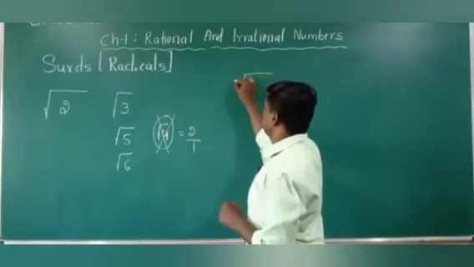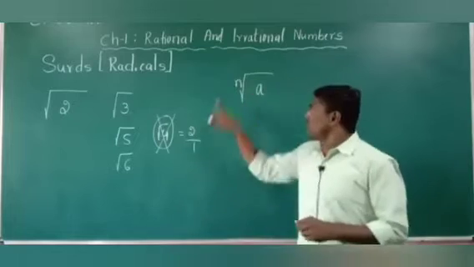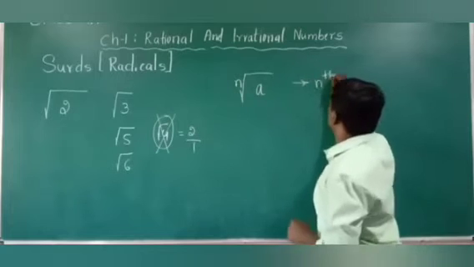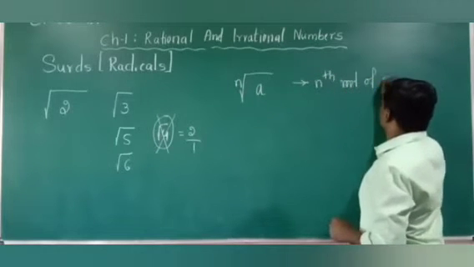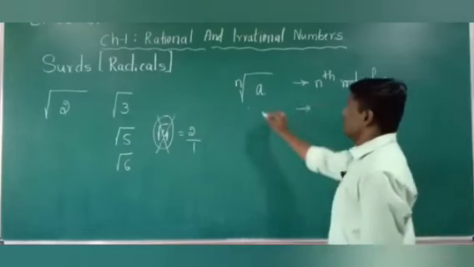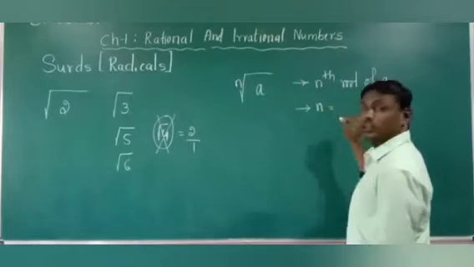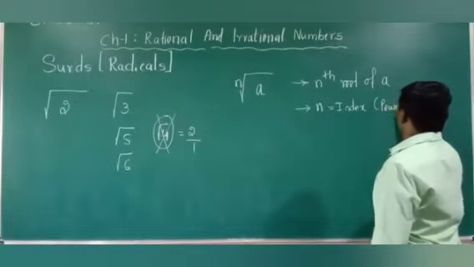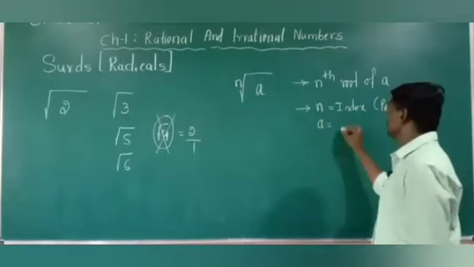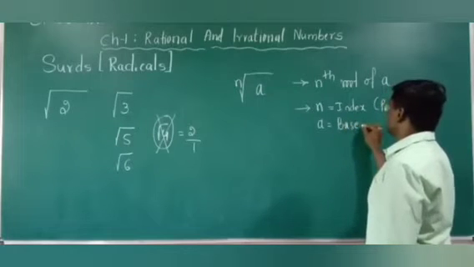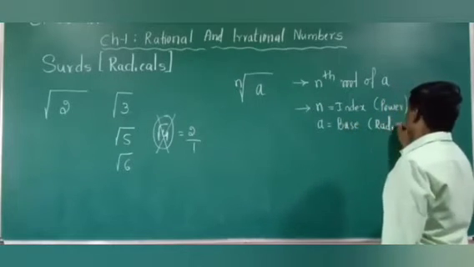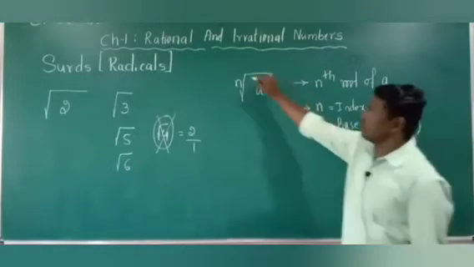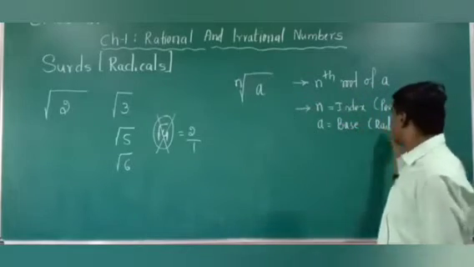For example, nth root of a. We can read this as the nth root of a. In that, n is called the index or power, and a is the base or radicand.